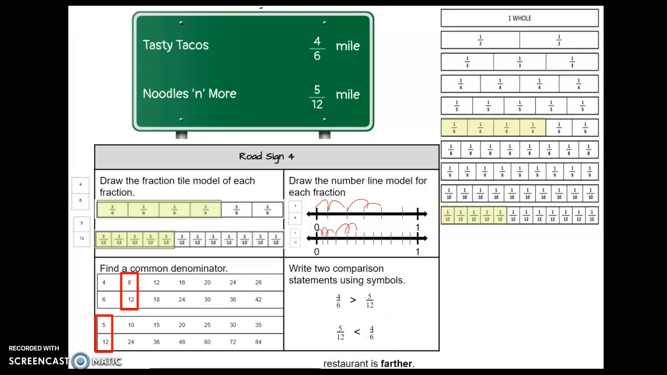So now I'm able to answer my question for which restaurant is farther. I want to know which one takes up more space, or on the number line, which one goes the farthest, the longest. And I'm able to see that that is 4/6, and 4/6 is Tasty Tacos. So I'm going to write Tasty Tacos on the line. Make sure you have all of this information on your page before we move to the next question.